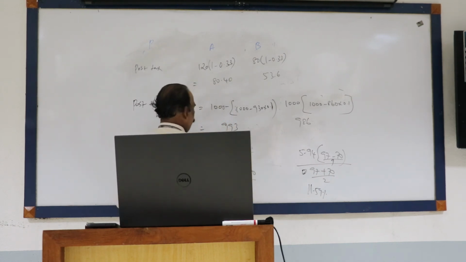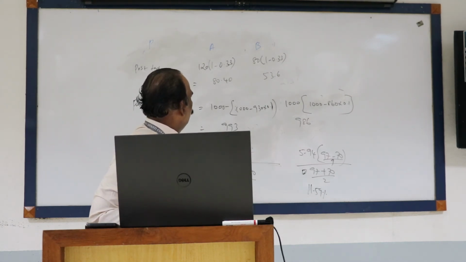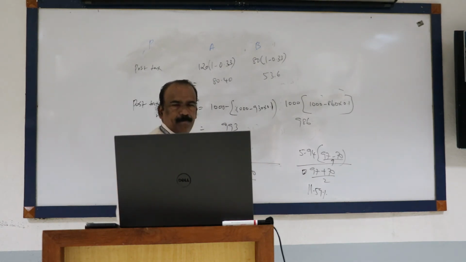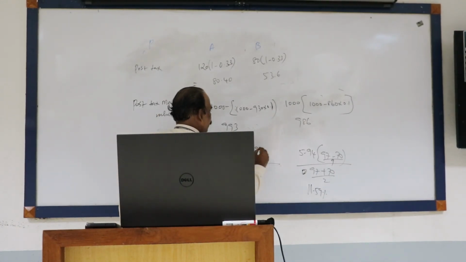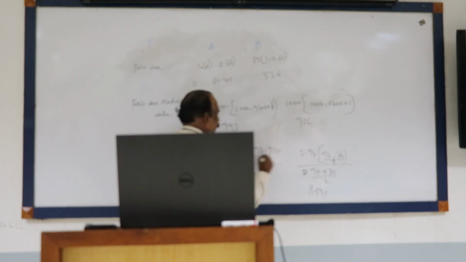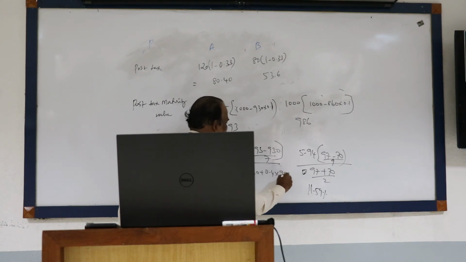Post-tax yield to maturity will be. You can use the 0.6, 0.4 equation. That will be 80.4 into, the value is 993, so 993 minus the market price 930, divided by 7, whole divided by 0.6 into 930 plus 0.4 into 993.